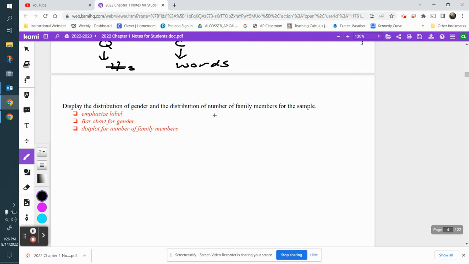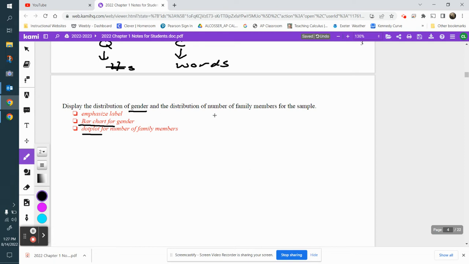let's see here. Display the distribution of gender and the distribution of the number of family members. So depends on how you want to do this. There's different ways you can do that. So let's just go gender. That's what I talked about earlier. We'll just talk real quick about bar charts and dot plots. We've already talked about dot plots.